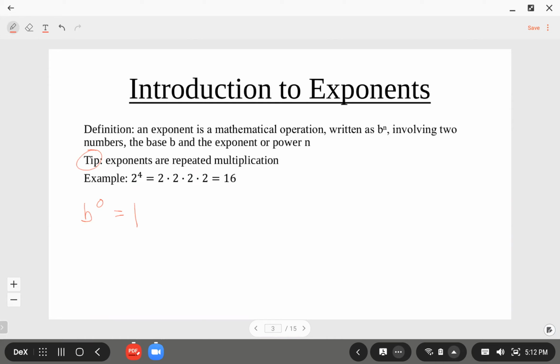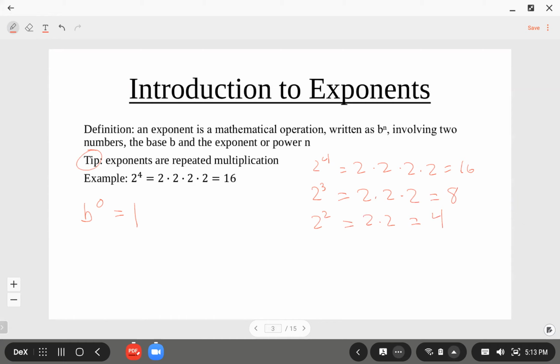Okay, let's take this as an example. What is 2 to the 4th? That would be 2 times 2 times 2 times 2. That equals 16. Okay. Now, what does 2 to the 3rd equal? 2 times 2 times 2 equals 8. Okay? Now, what is 2 squared? Equals 2 times 2, which is 4. Are you beginning to see a pattern?